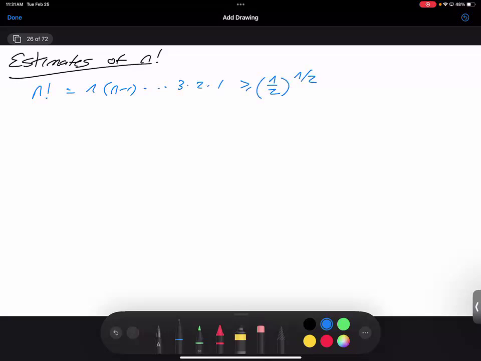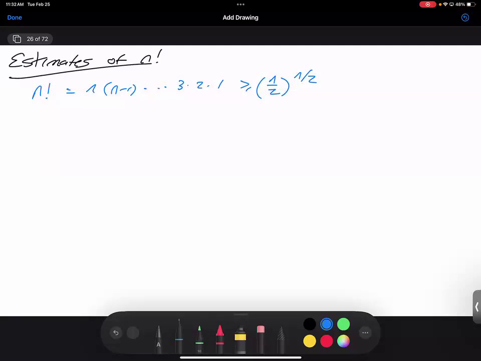Maybe I have to worry a little bit if n is not even. I don't care. I should be more than safe enough like that, because just look at the last half. Everything in the last half is at least n halves. I have n halves of them, so I have something like this.